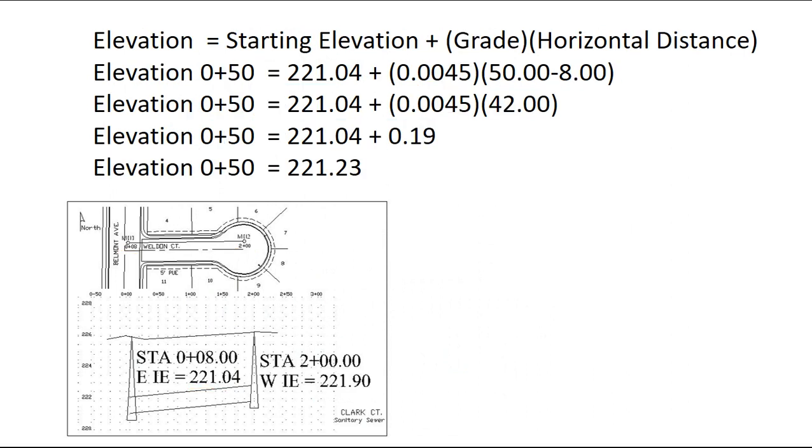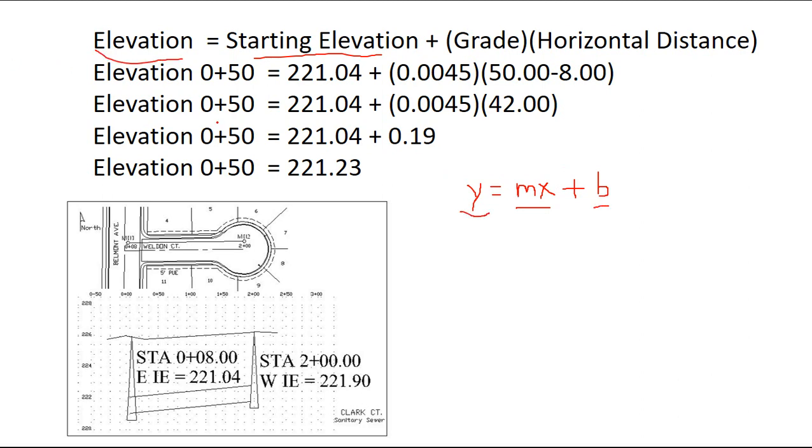So what we're going to do is use a relationship that's a lot like the mathematical equation y equals mx plus b. Okay, because we have the grade, which is like the slope in math, which is m. We can find the horizontal distance between our starting point and the point we want to find the elevation of, which would be like x. And then we have an original starting elevation, which is like b, which in math is the y-intercept, which for us is a starting elevation. So if we take the grade times the horizontal distance plus the starting elevation, we'll get the elevation that we want.